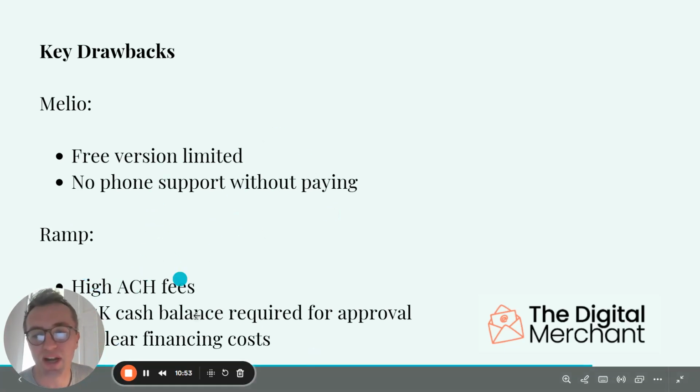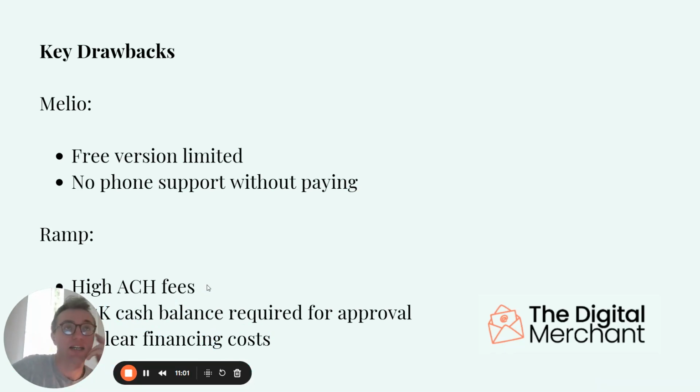With Ramp, you're dealing with high ACH fees. And another big problem with Ramp is that there are quite demanding requirements to get approved. It is a corporate credit line, which means not just anyone can sign up. They're lending you money essentially. One of the basic requirements is that you have a $25,000 cash balance to get started, which, look, not every company is going to just have lying around, particularly at the smaller end of the scale.